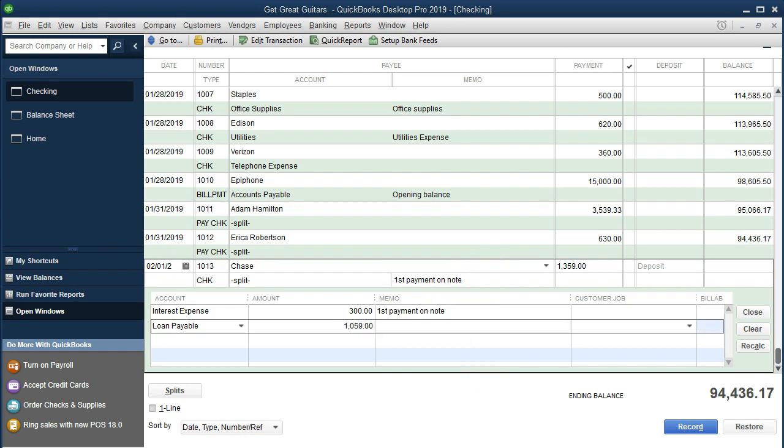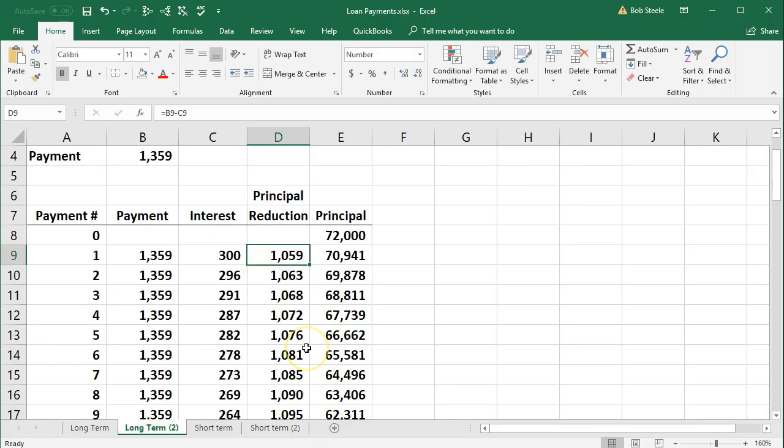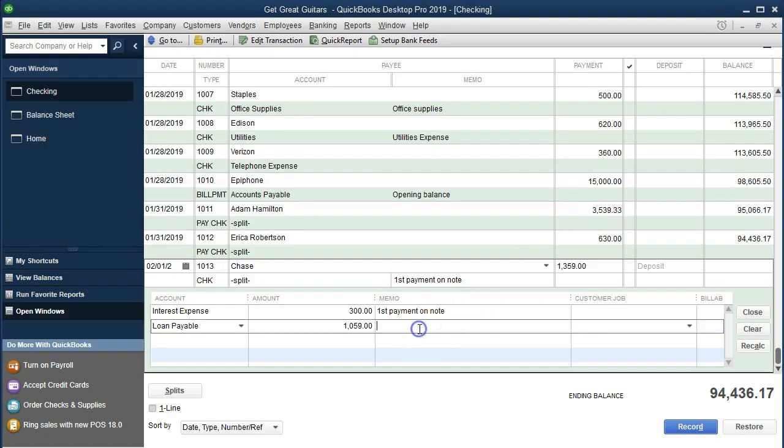That should match what we have here. So 1059. Once we enter this, we should be at this balance, $70,941 in the loan amount. Let's see if that is indeed the case. And so we're going to do that. We're going to put the same memo there, and that's going to be it.